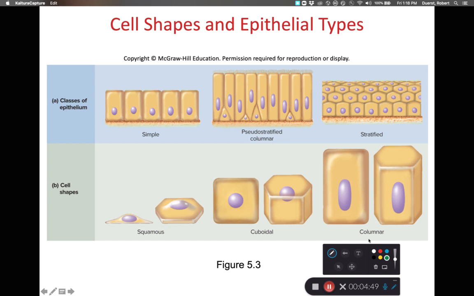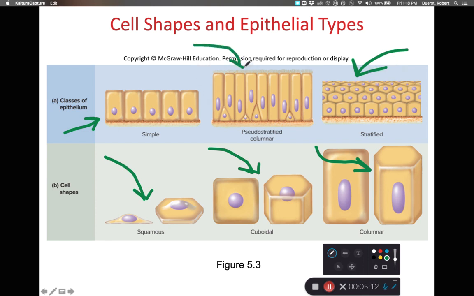We can also name cells based on their shapes. So if we're looking at the cells, we can have a flattened cell type, which is called squamous, a squarish cell type, which is called cuboidal, and an elongated cell type, which is called columnar. And then when we look at these examples on the top in blue, if there's only one layer, it's called simple. If there's more than one layer, we call it stratified.